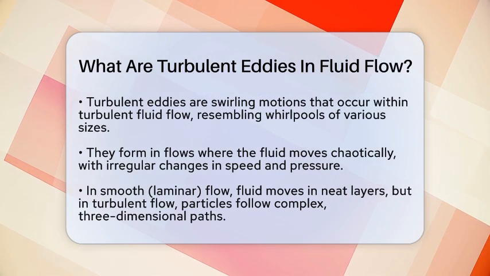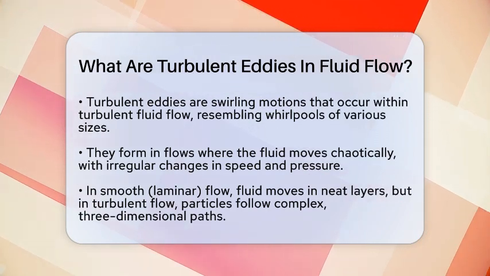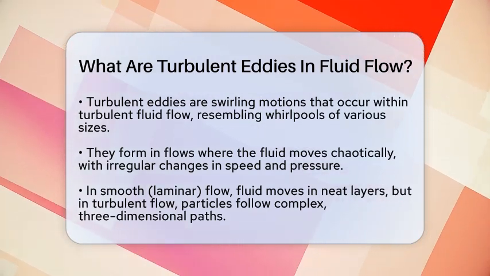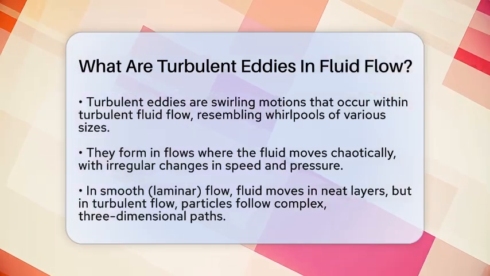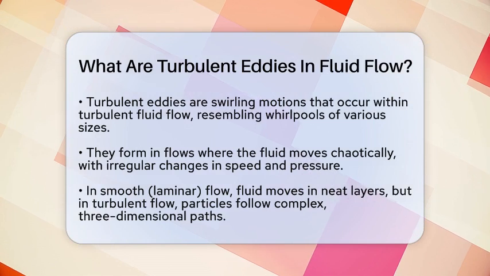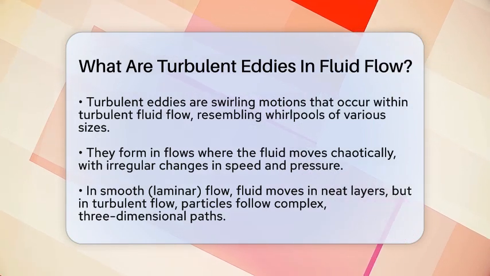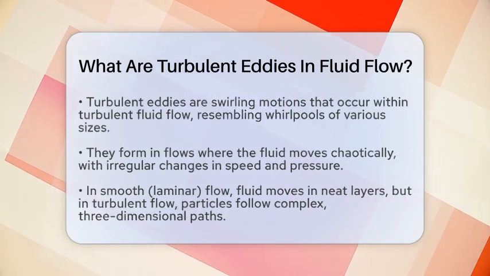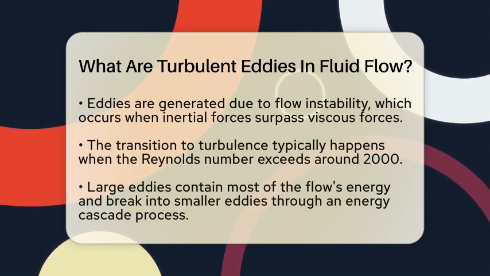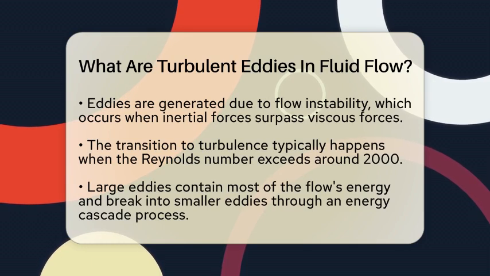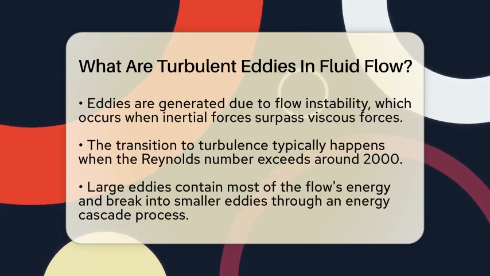To understand turbulent eddies, think about the difference between smooth and chaotic flow. In smooth or laminar flow, the fluid moves in neat, parallel layers with little mixing. But in turbulent flow, the fluid particles move in complex, three-dimensional paths that twist and turn. These movements create eddies of different sizes, from big swirling masses to tiny vortices.